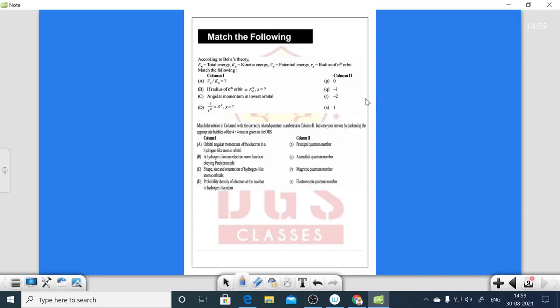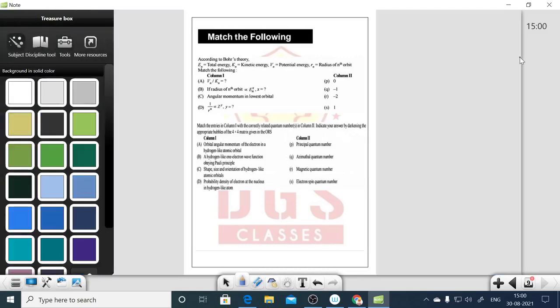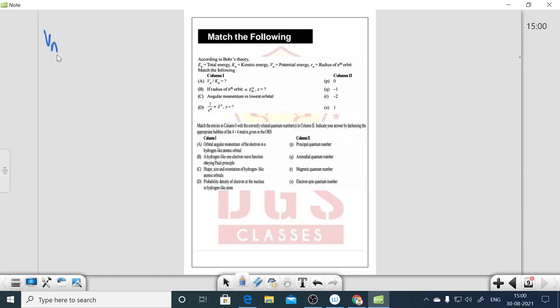Match the following. According to Bohr's theory, En is total energy, Kn is kinetic energy, Vn is potential energy, and then the radius of the nth orbit. Match the following. So Vn by Kn. Vn is the potential energy, which we all know is kZe square upon r, with a minus sign, because electronic potential energy is always negative.